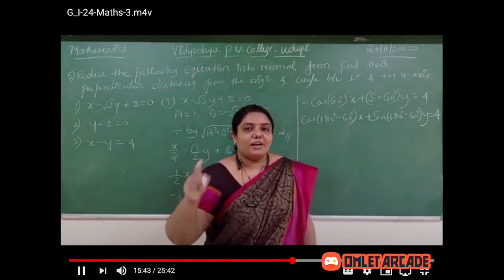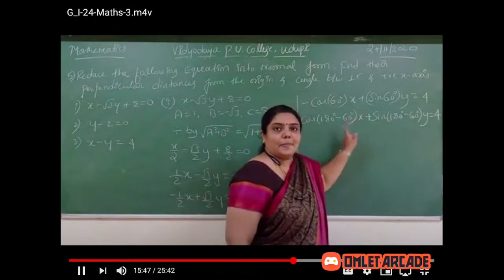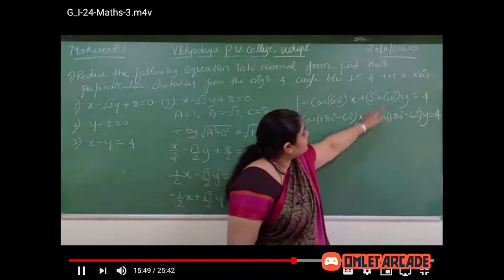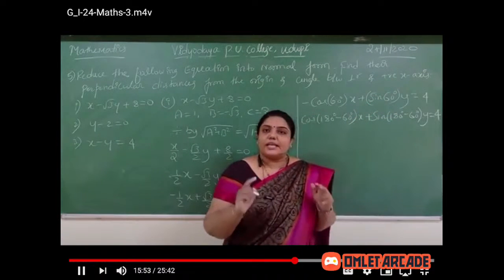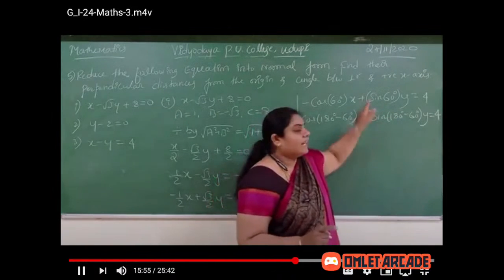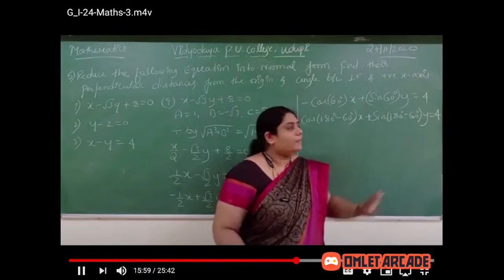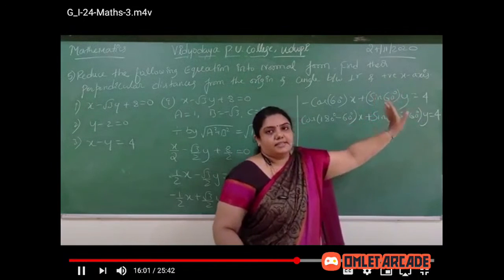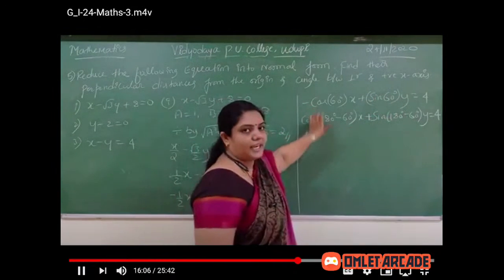x cos omega plus sin omega y is equal to p. Omega is common in both cases. Is it sin 60? Check this. Sin of 180 minus 60 means second quadrant. In the second quadrant, sin is positive, so plus, since it is an even multiple of 180, sin is 60. Is it fine now? They are one and the same.